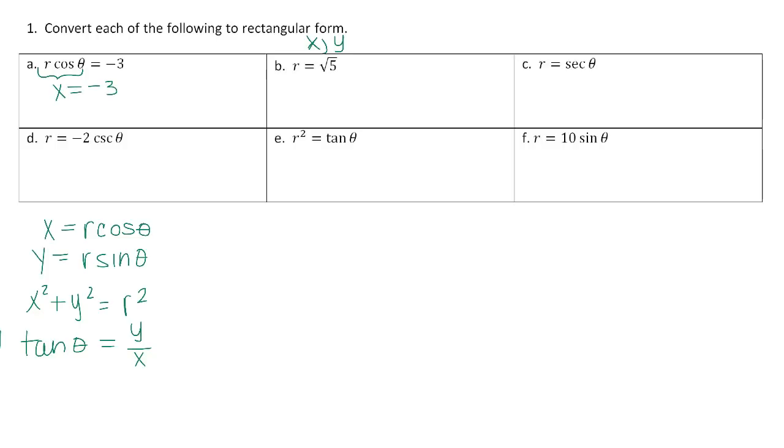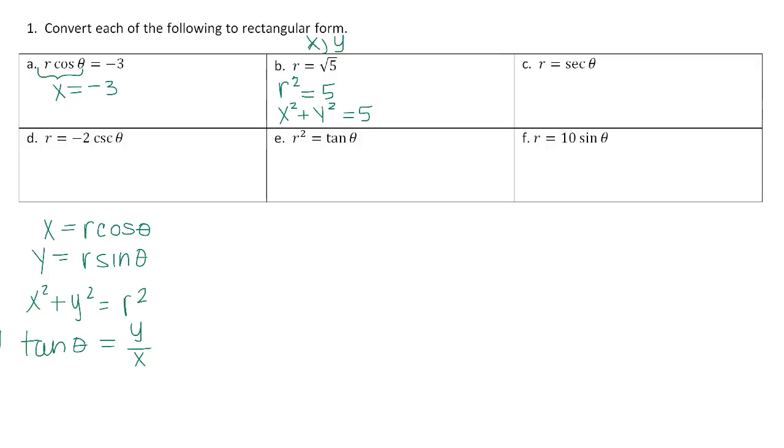For part B, we don't have anything with just r, but we can square both sides and have r squared equals 5, and then we know r squared is x squared plus y squared. And so we can make that substitution for r, and we would be finished there.